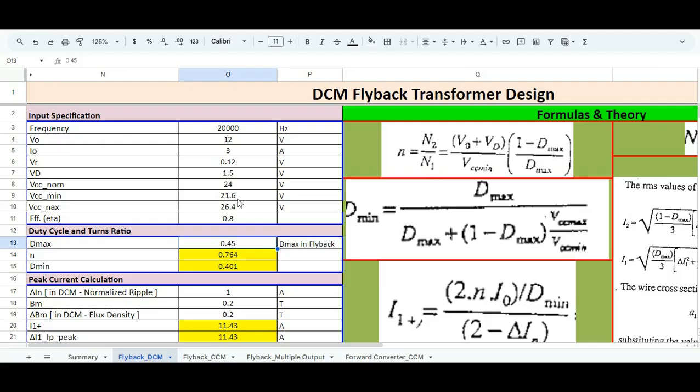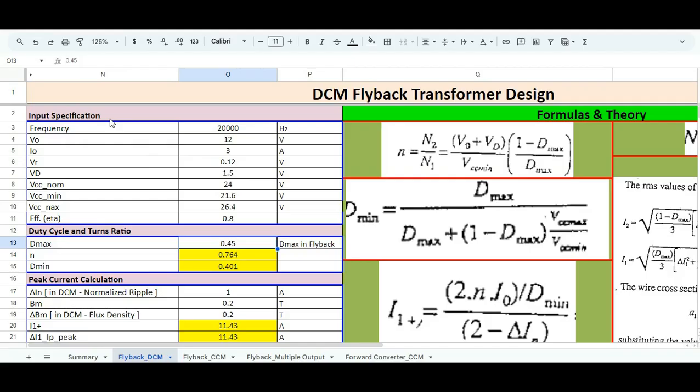In order to design the DCM flyback transformer, we are going to follow some steps, and I have written the formulas here. I have used an Excel sheet, and I'm going to show you how to select the core, how to select the wire gauge, how to wind it, what your primary peak current is going to be, what the secondary current is, what the magnetizing inductance is, and how many turns you are going to use. All of these things I'm going to explain in today's video. So let us get started, and let us start with the input specification.